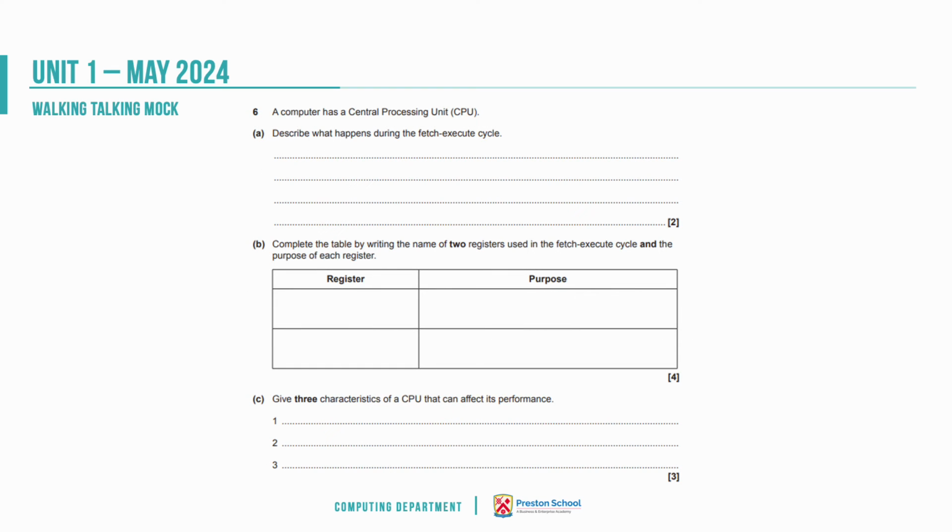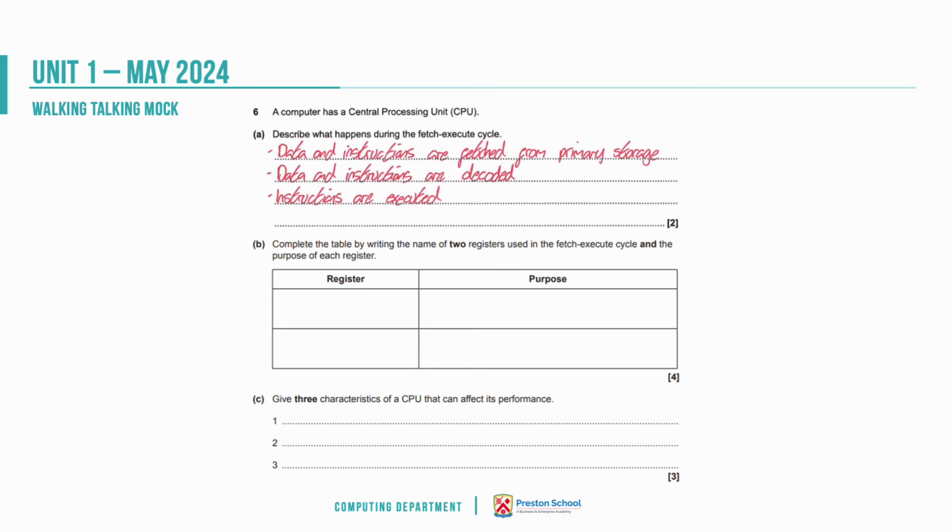We're then looking at the fetch, decode, execute cycle and the von Neumann architecture in terms of our registers. It asks you to describe what happens during the fetch execute cycle. Now, it isn't enough to just say things are fetched, things are executed. Data and instructions are fetched from primary storage. You could say RAM, you could say registers, you could say cache. The best answer, though, is primary storage. That means all of those things.